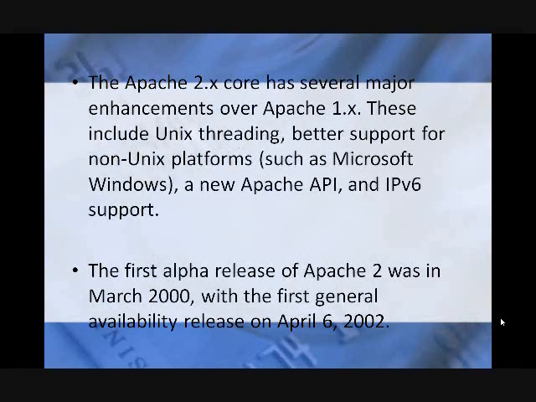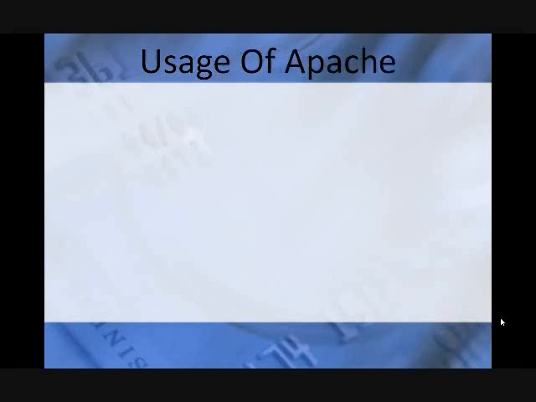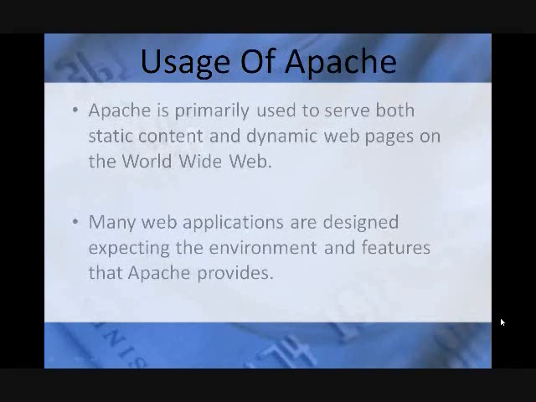The Apache 2.x core has several major enhancements over Apache 1.x. These include Unix threading, better support for non-Unix platforms such as Microsoft Windows, a new Apache API, and IPv6 support. The first alpha release of Apache 2 was in March 2000, with the first general availability release on April 6, 2002. Now let's see the usage of Apache.